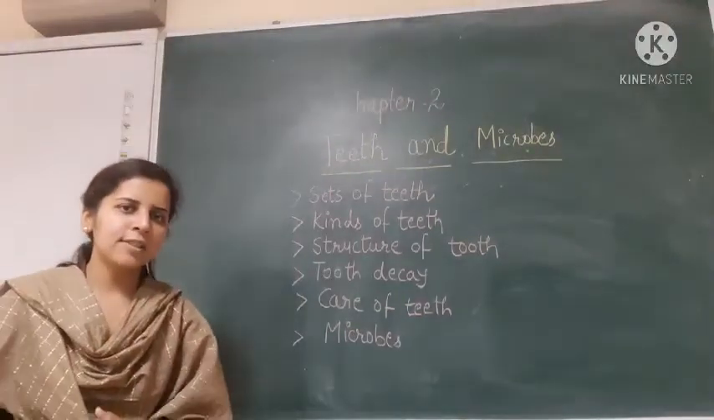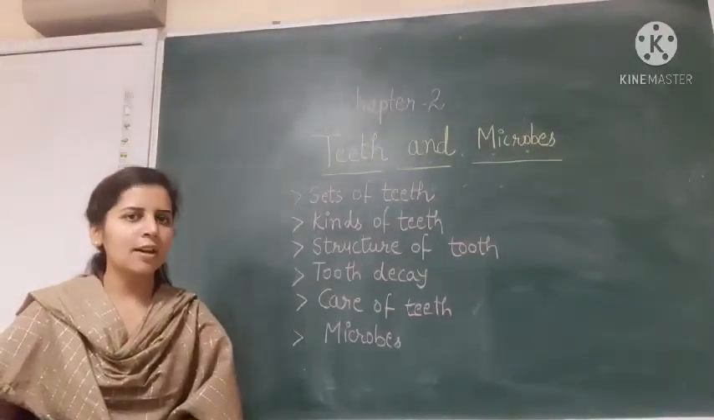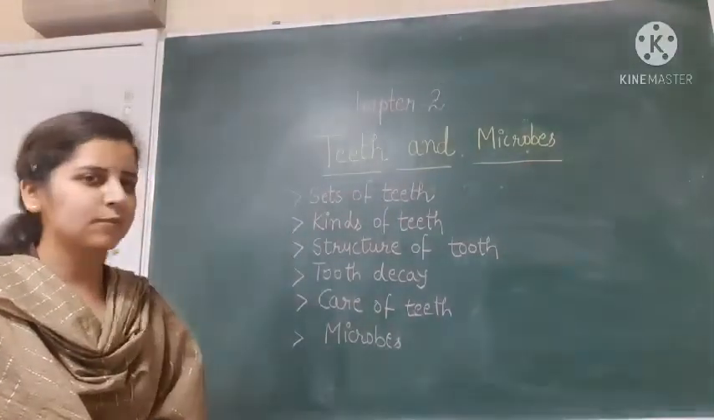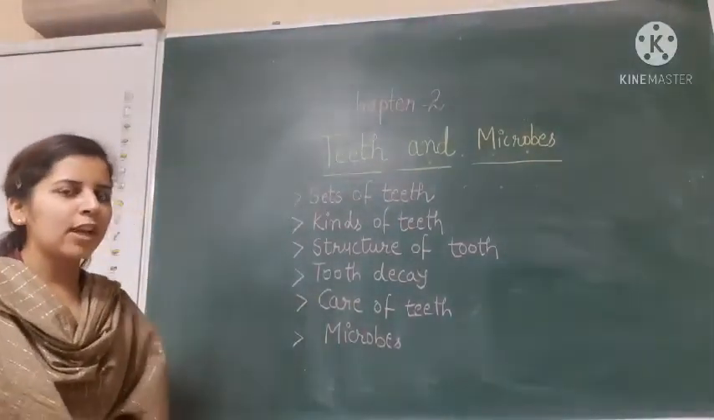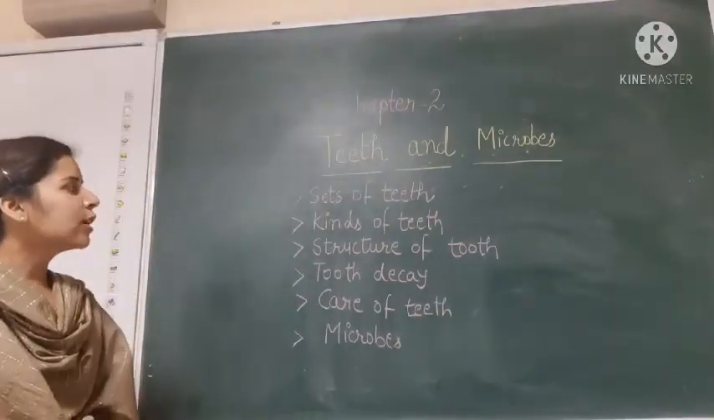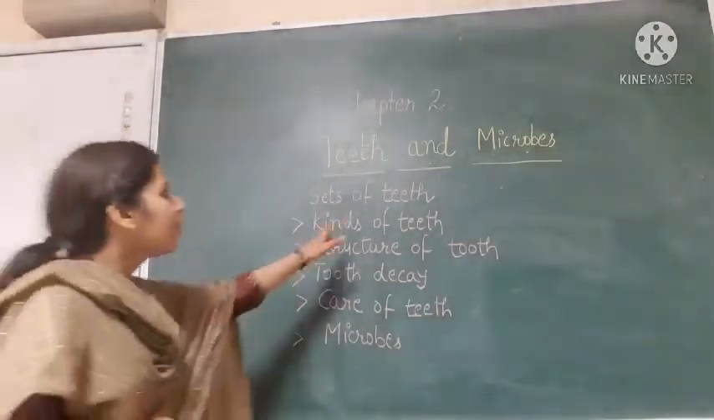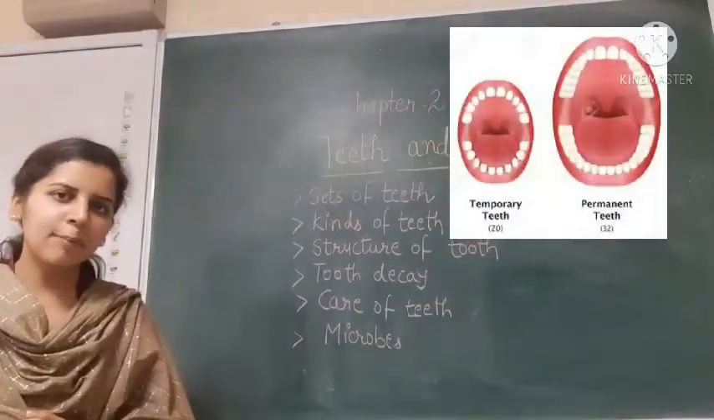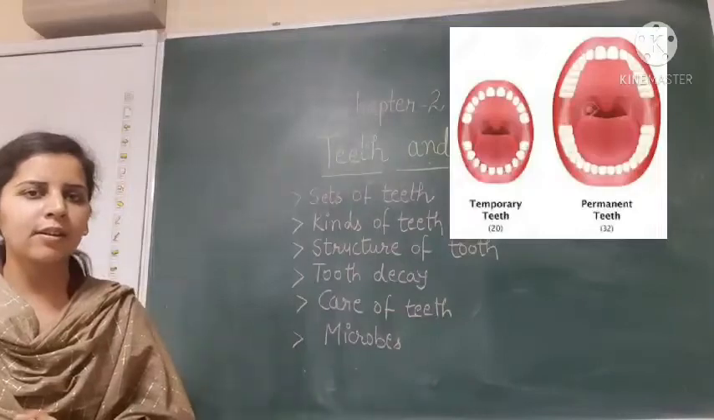Good morning dear students. Today we are going to start chapter number 2, which is teeth and microbes. In this chapter we are going to study about sets of teeth. There are two sets of teeth: one is temporary and the second is permanent.